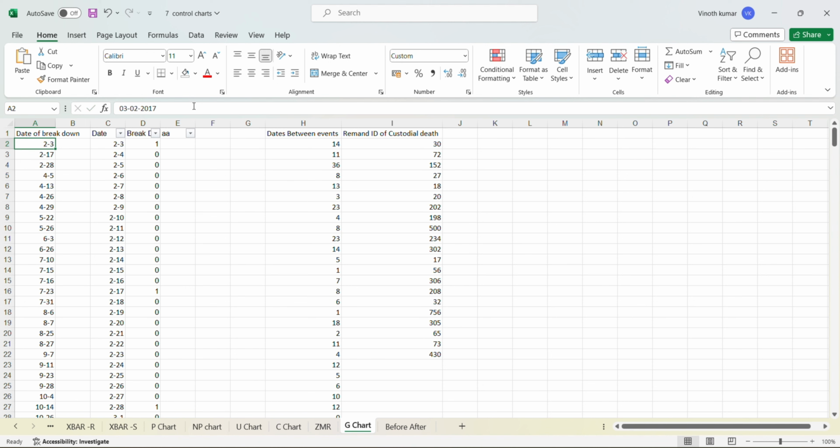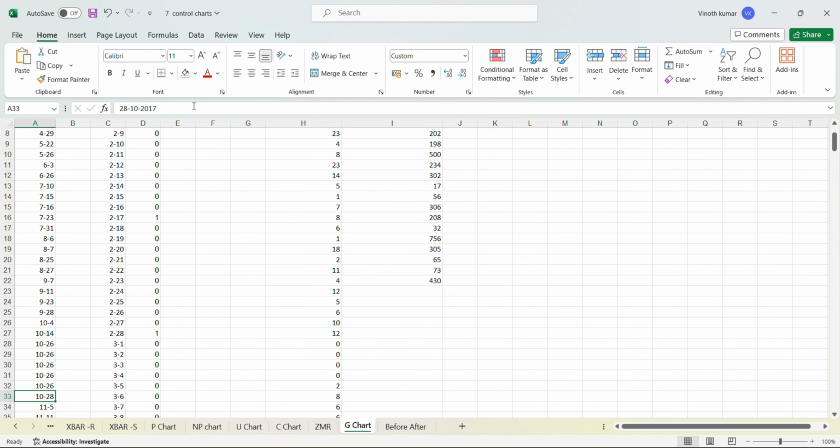Date of breakdown. Let us assume on 3rd of February there is a breakdown. On 17th of February there is a breakdown. On 20th of February there is a breakdown. And if you scroll down, on 26th of October there were multiple breakdowns reported, not only in one machine, but at various places in the factory.